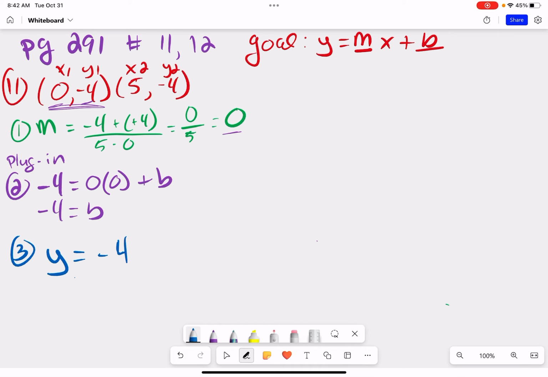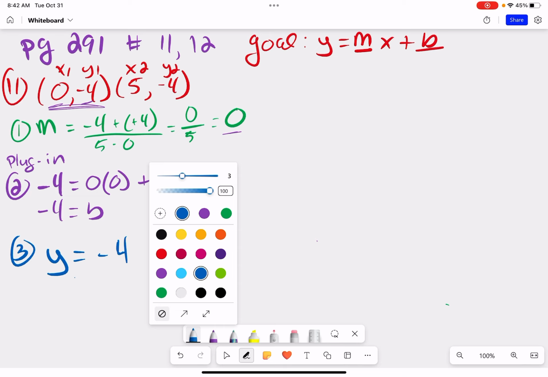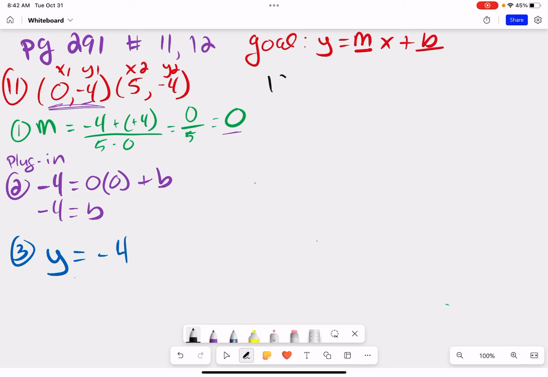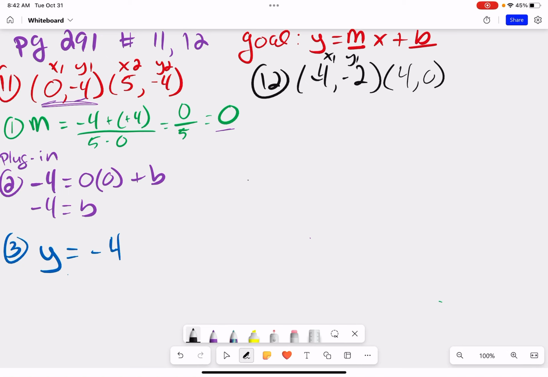The next question we're going to do in the practice problem is number 12. So over here in number 12, the points are (-4, -2) for the first point, and (4, 0) for the second point. I'm going to make this x1, y1, x2, y2. And again, guys, the steps are exactly the same. Step 1, find your slope.